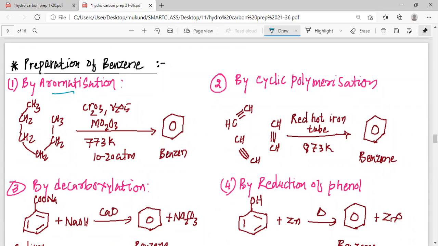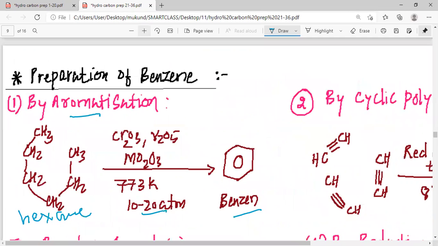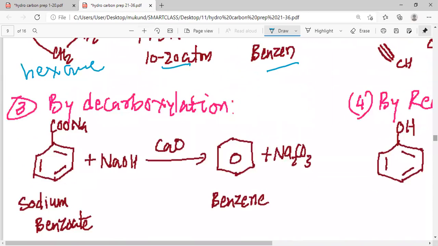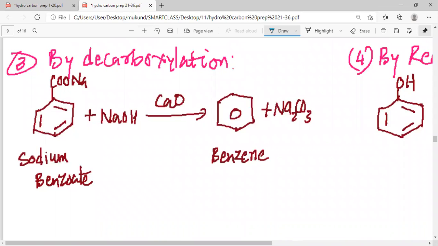By aromatization, we are very well aware that when hexane undergoes aromatization at 773 Kelvin and 10 to 20 atmospheric pressure in the presence of catalysts like Cr2O3 and V2O5 or Mo2O3, we get benzene. Same way, my dear students, we can have benzene by the other method, which is known as the decarboxylation reaction or soda lime reaction. So if sodium benzoate reacts with 3 is to 1 sodium hydroxide and calcium oxide, it causes decarboxylation, and we get benzene and sodium carbonate.